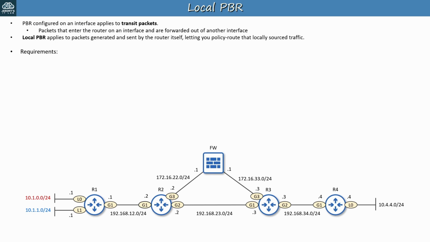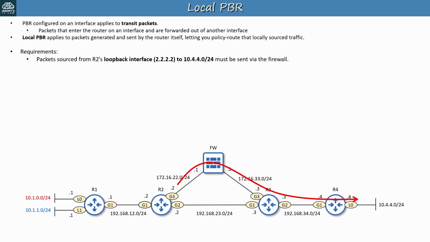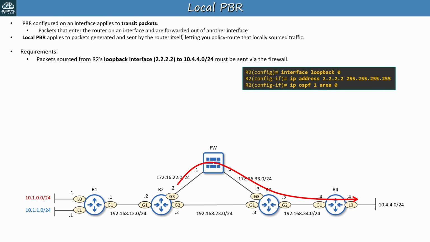So let's try it out with a new set of requirements. First, packets sourced from R2's loopback interface to 10.4.4.0/24 must be sent via the firewall. Here's the loopback configuration with IP address 2.2.2.2. And other packets generated by R2 must be routed normally. Now let's see how to configure it.